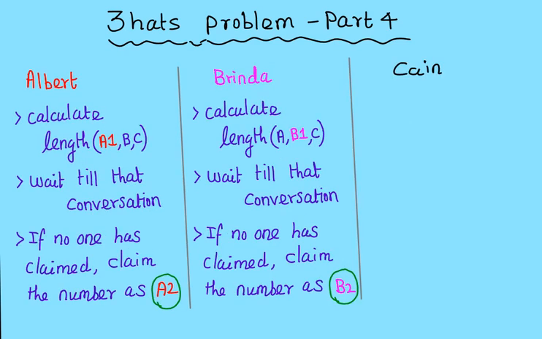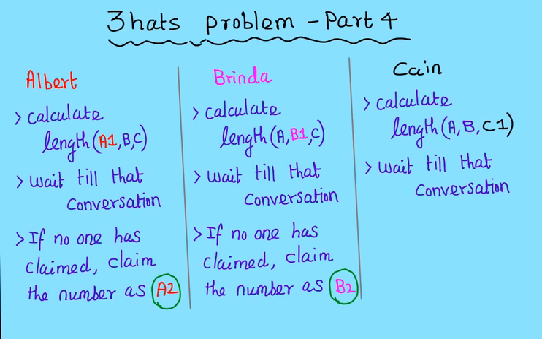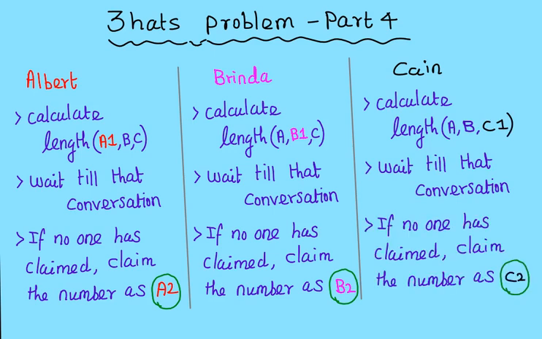Finally, for Cain, calculate length of A, B, C1, wait till that conversation. If no one has claimed their number, in the next turn claim the number as C2. That is, each person assumes that their number is not the sum of the other two numbers.